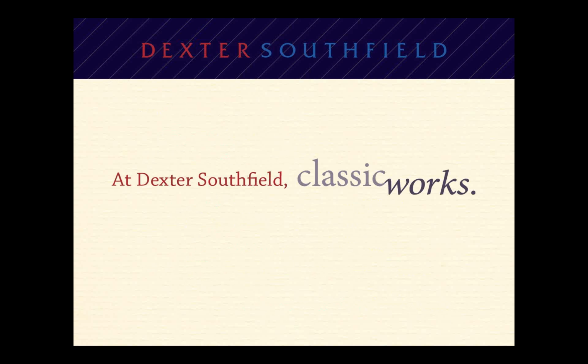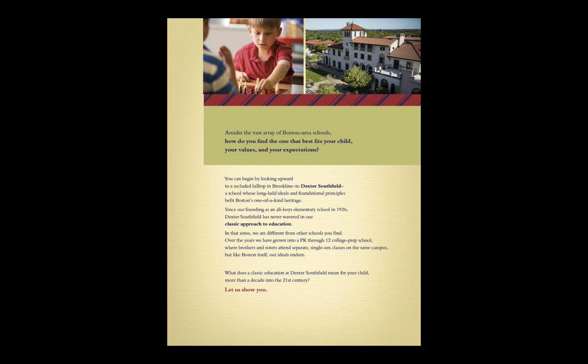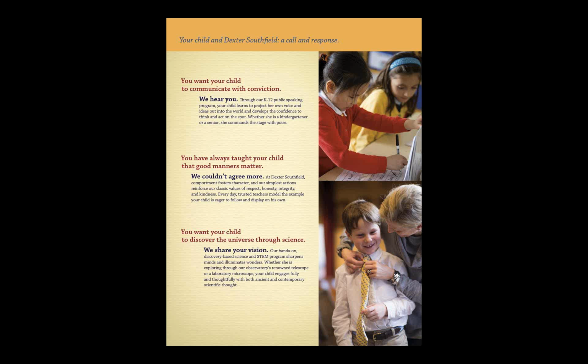So taking a look at how this works, this is the first pinstripe school we've done in 25 years, and this place is so Brooks Brothers that we thought that pinstripes just absolutely fit it. So here you go, high atop Brookline Hill, a classic education awaits your child. And you see, we have sort of fun Brooks Brothers tie motifs going, not just the original boring navy blue, but it's still very classic. So how do you find the one that best fits your child, your values, and your expectations? This school is very much about a parent choice. So here we go with what's important.